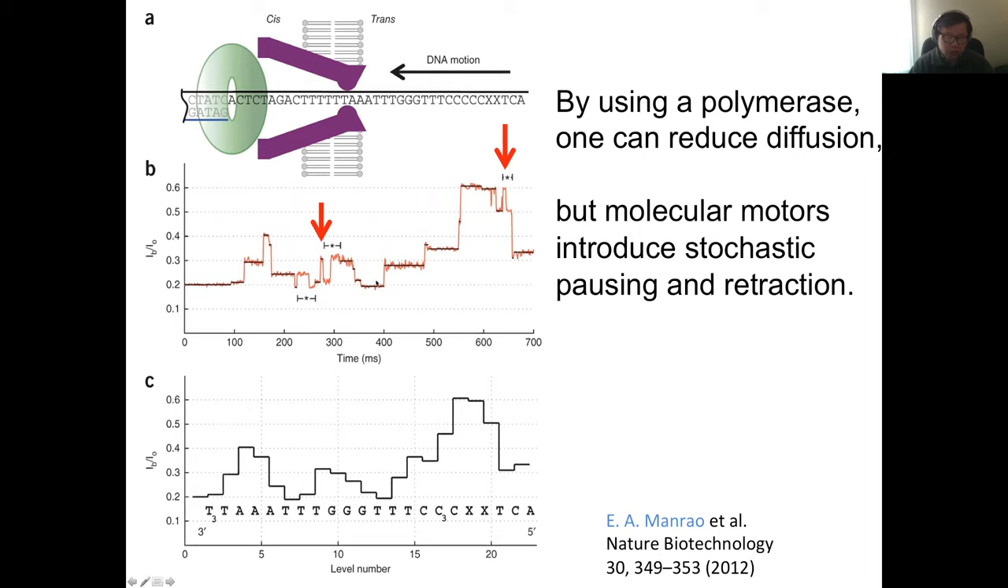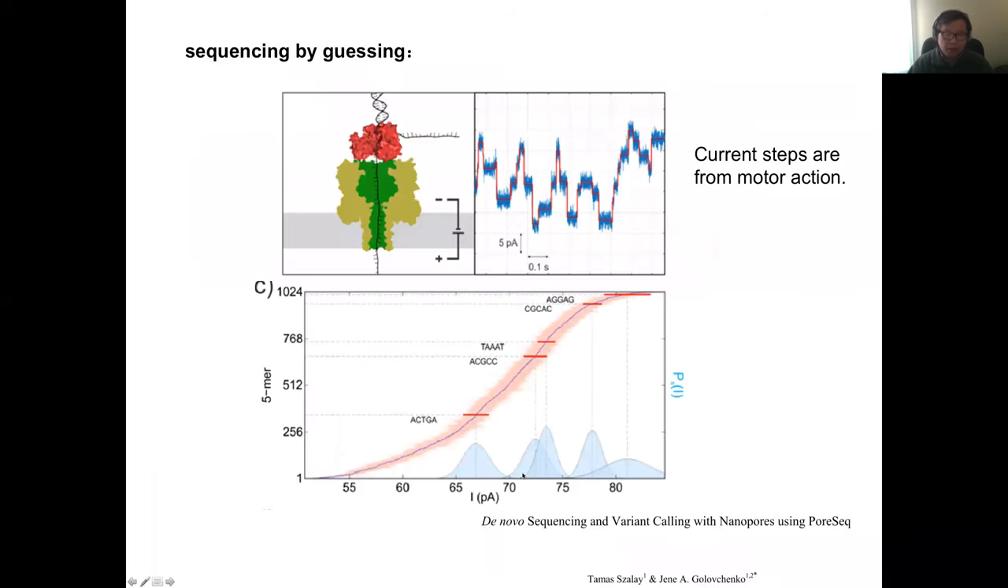But it should be noted that these current steps are not really individual bases, because every time there are several bases going through at the same time. In fact, people think there are five bases effectively going through the alpha hemolysin pore at the same time, then there are 1,024 possible ionic current levels, which turns out to form a continuous distribution.